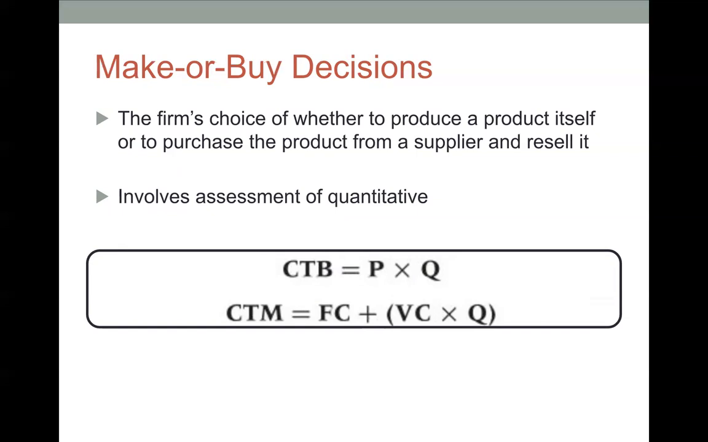This is a quantitative assessment only, so it ignores some qualitative factors, which we'll talk about. All right, the cost to buy from a supplier is simply the price times the quantity that you are looking to buy. The selling price that the supplier is selling it to you times the quantity you need. The cost to make is going to be fixed costs plus our variable costs per unit times quantity. So variable cost per unit, or average variable cost, times quantity.